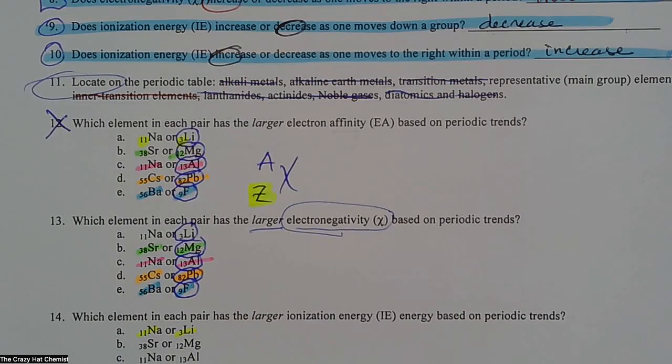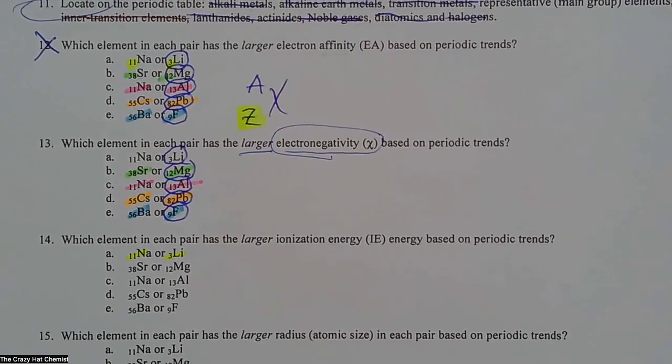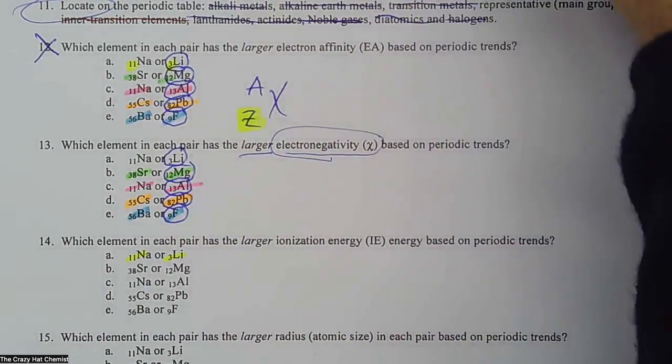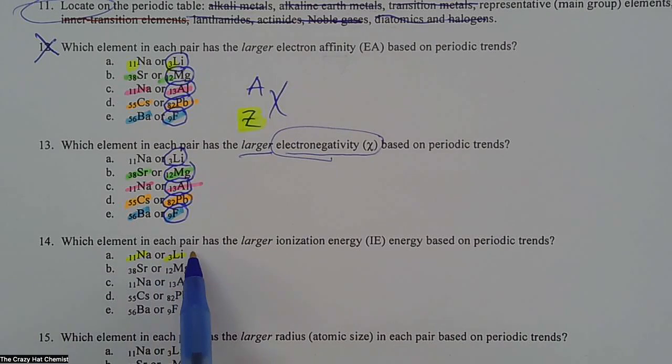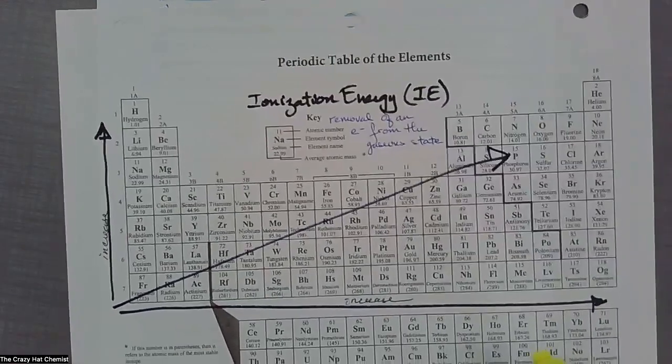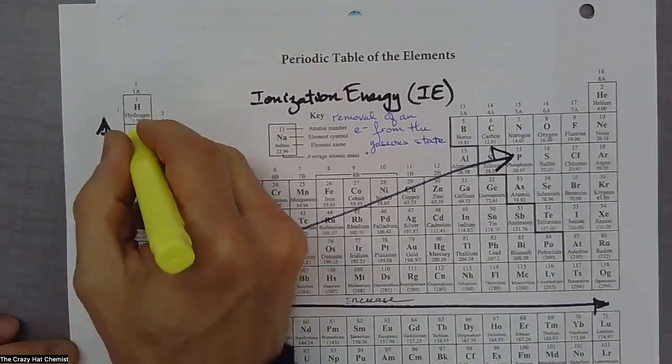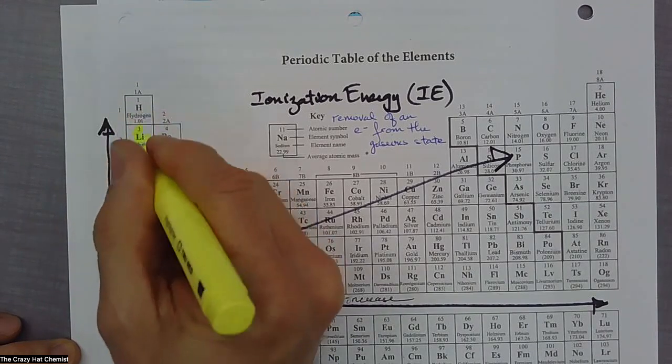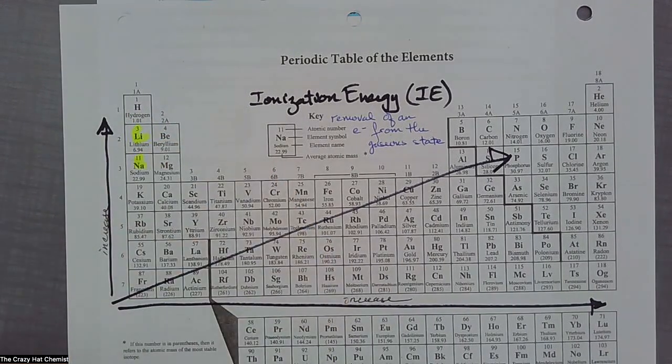Okay, so now we've done our electron affinity, we've done our electronegativity. Now we're going to do our ionization energy here. All right, perfect. It says which element in each pair has the larger ionization energy based on periodic trends. So we have sodium or lithium again. Here's lithium, element number 3, or element number 11, sodium.